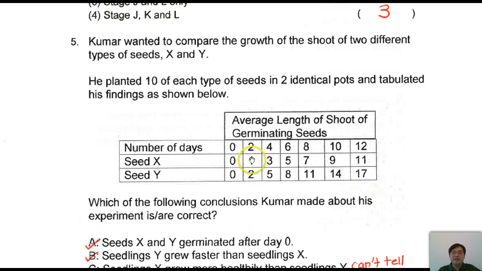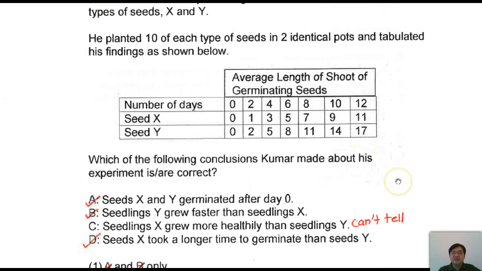All right, but over here it shows some growth. Seed X, that short, and seed Y that long. Over here you can see that Y is growing faster. On the 12th day it is at 17 units, right? Over here the growth is a bit slower. Alright, let's see the questions.